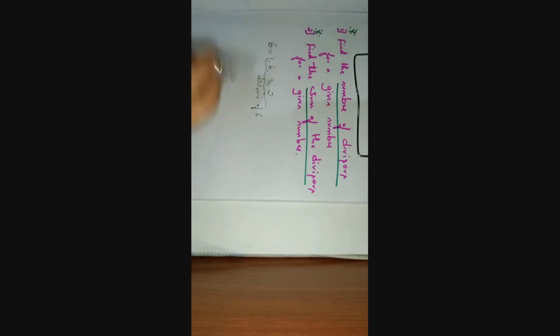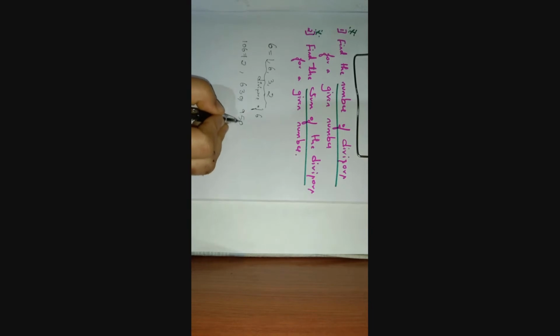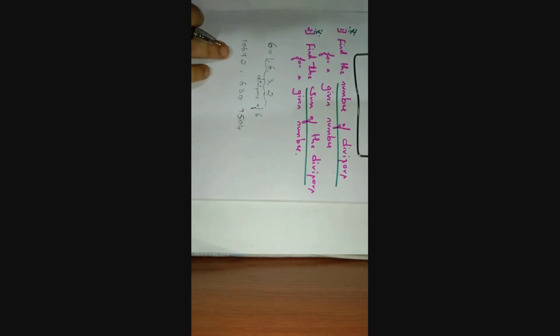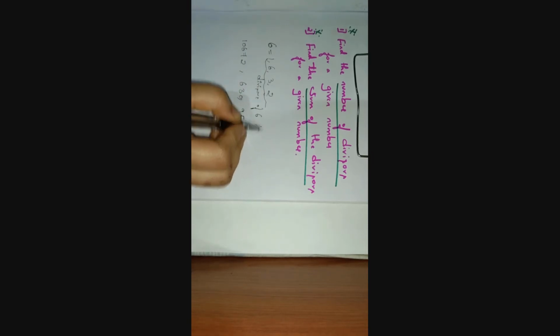When it comes to a bigger number, for example, if I take 10672 or 630 or 9504, if you want to find the divisors for these numbers, it is very difficult for us. Or in other words, it will take more time to find the divisors. The number of divisors means how many divisors are there.